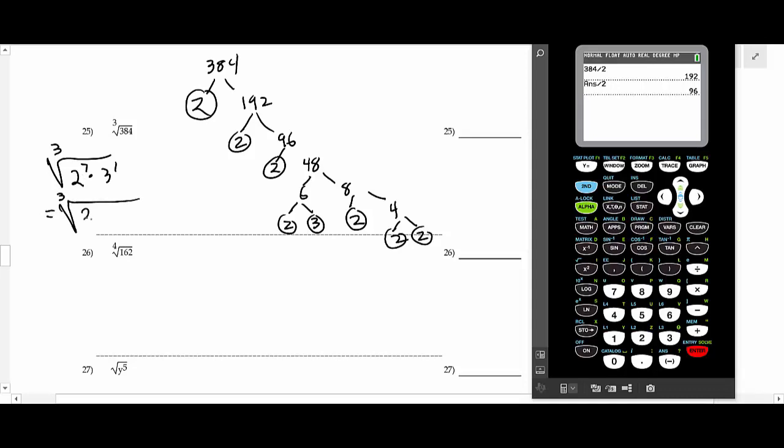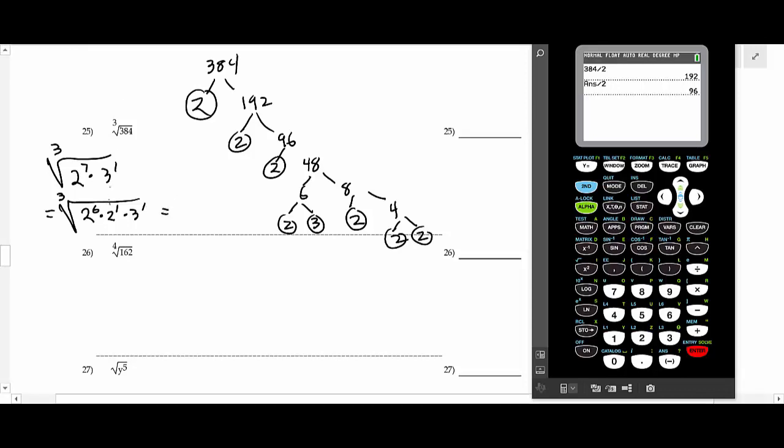The 2 to the 7th we break up into 2 to the 6th times 2 to the 1st. The 3 to the 1st we leave alone. Okay, like that. Why am I doing that? What is 6 divided by 3? 2. So this part of the problem would just be 2 to the 2nd, right? That would come out of the radical. And then these things would be trapped and they would stay there forever and ever.